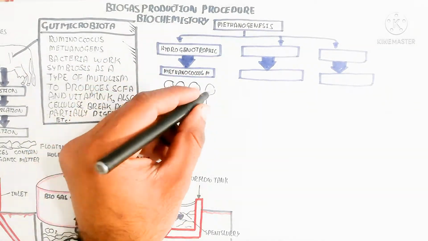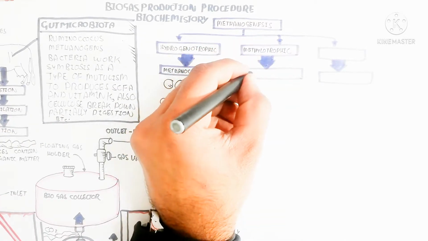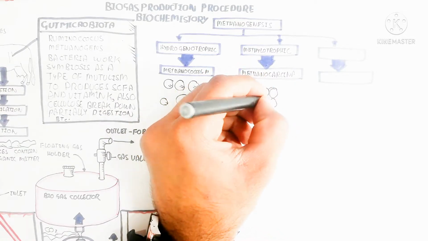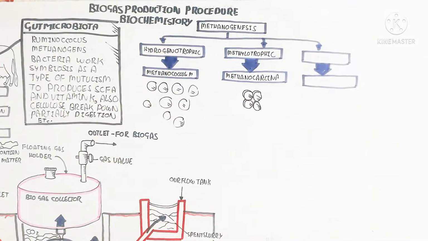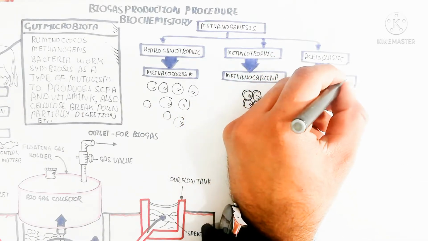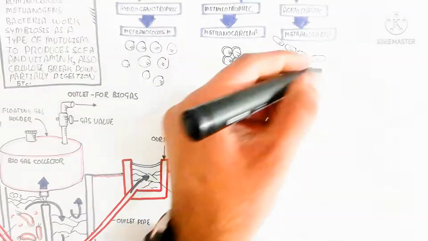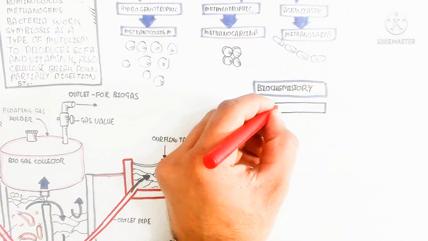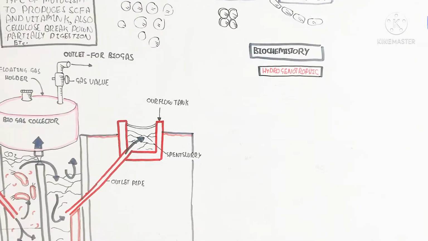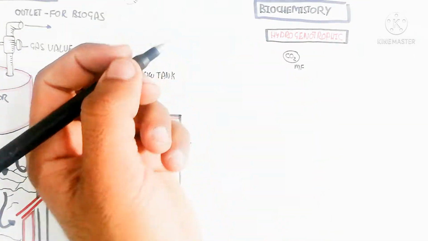So let's begin to understand methanogenesis. Hydrogenotrophic bacteria, methylotrophic bacteria, and acetoclastic bacteria are found, such as Methanococcus, Methanosarcina, and Methanocytophaga. All these types of bacteria are used for methanogenesis. So let's begin to understand the biochemistry, first of hydrogenotrophic methanogenesis.